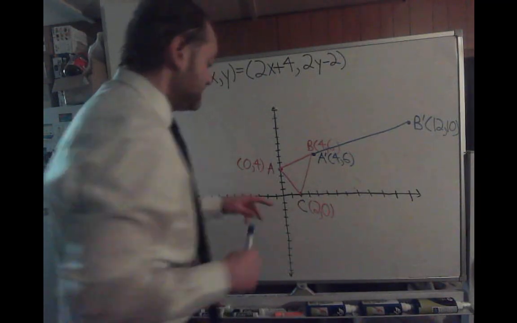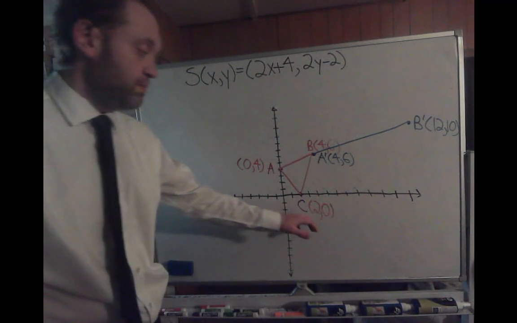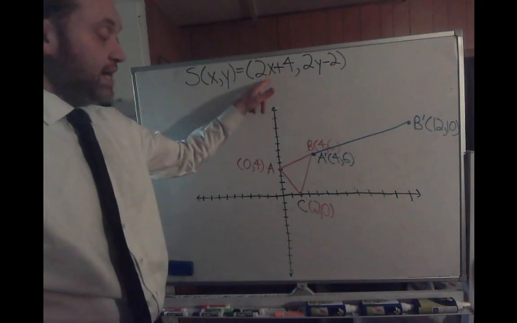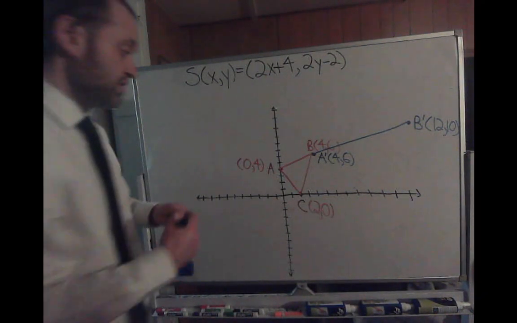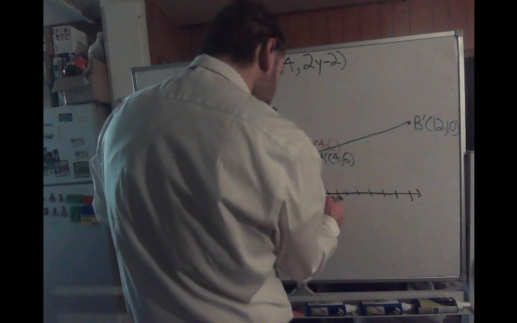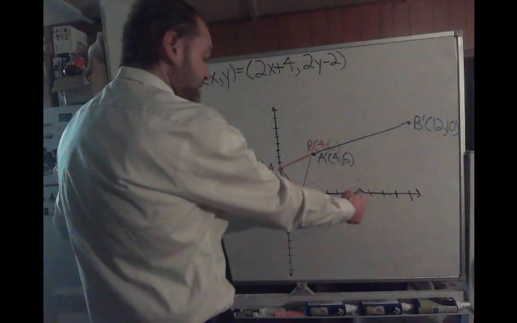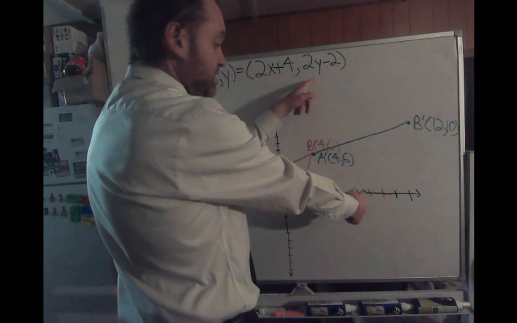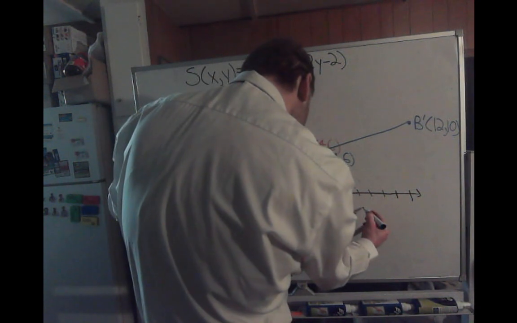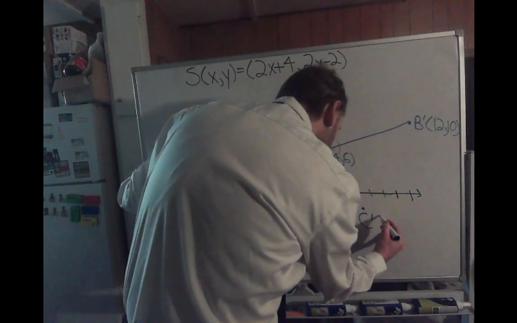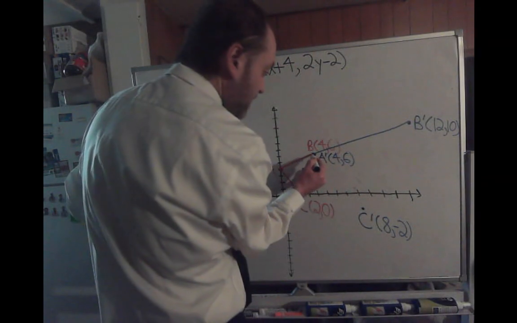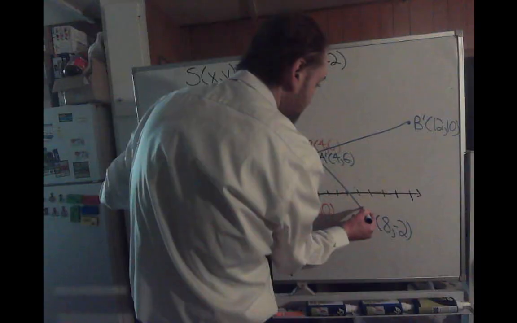Alright, and then we need to find C prime, which would be at 2, 0. Well, 2, 0, C, so let's stick in the 2 for the x. 2 times 2 is 4, plus 4 is 8. So that's going to put the x coordinate at 8. Now to find the y coordinate of C prime, put in 0 for y. 2 times 0 is 0, minus 2 is negative 2. So this would be at the point 8, negative 2. So C prime is located at 8, negative 2, after we've applied all these transformations.